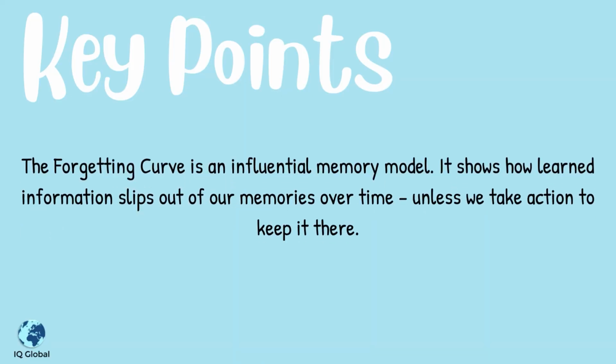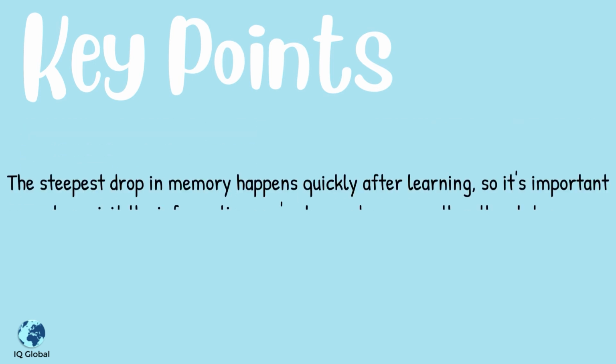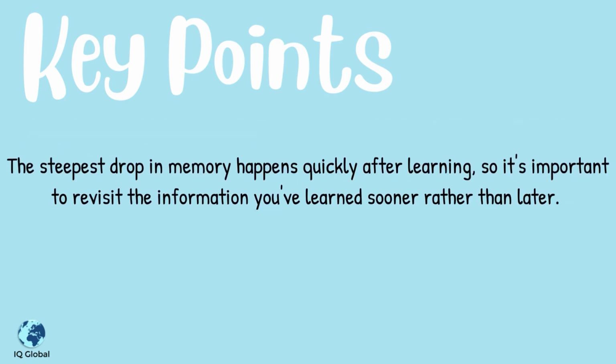Let's have a look at some key points. The forgetting curve is an influential memory model. It shows how learned information slips out of our memories over time, unless we take action to keep it there. The steepest drop in memory happens quickly after learning, so it's important to revisit the information you've learned sooner rather than later.